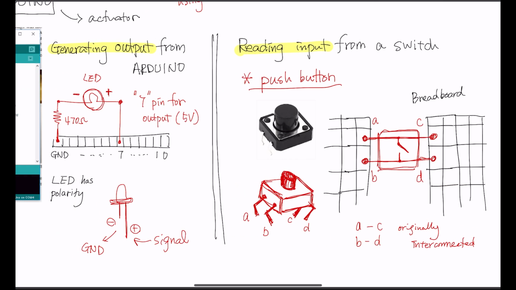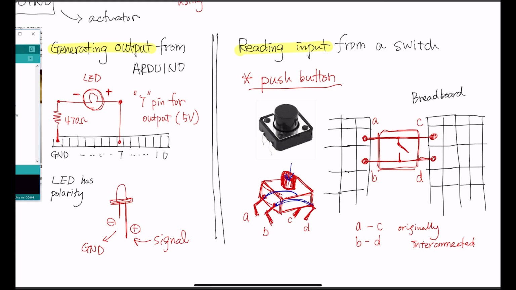And next, let's take a look at how to read some signal into Arduino. In this case, we would like to use a switch so that you can read whether you have pushed a switch or not. So this is a very typical push button, and it generally has 4 legs like this, and let's call those A, B, and C, D. Inside this push button, A and C are connected, and B and D are connected. And by pressing this down, these two get connected.